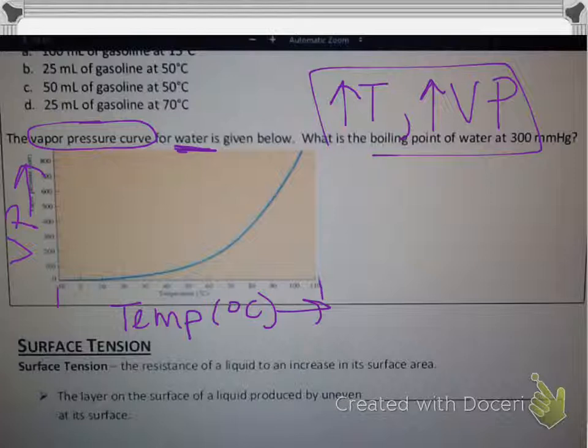So it says, what is the boiling point of water at 300 millimeters of mercury? Alright, now let's think about what 300 millimeters of mercury is real quick. Standard temperature and pressure we learned about in the last chapter. So what's the standard pressure at which we would boil water? The standard pressure at which we would boil water in the atmosphere is 760 millimeters of mercury, or 1 atmosphere, right? And we know that water boils at about 100 degrees Celsius at that pressure.